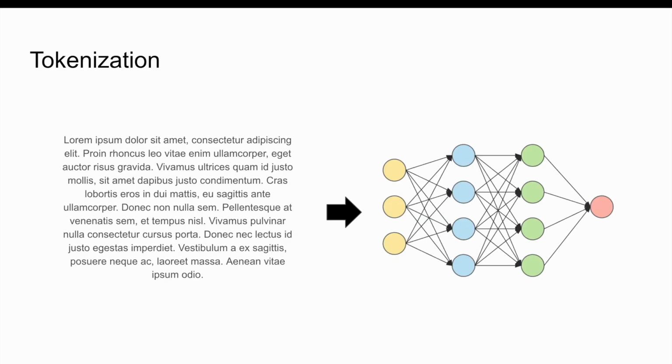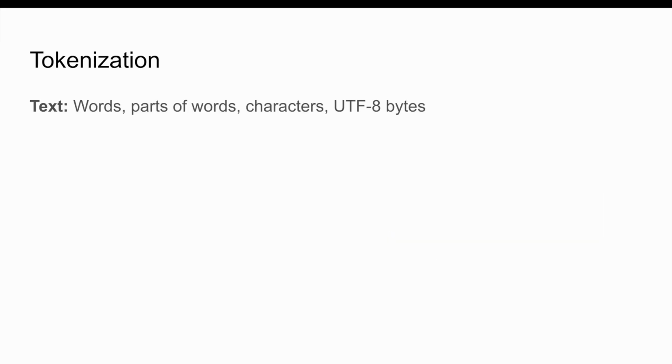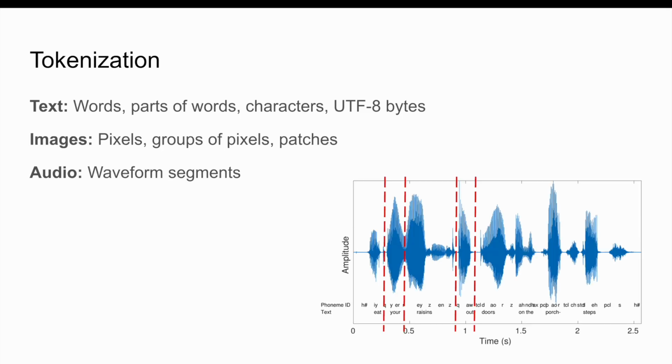Language models can't take raw text as their input. Instead, we need to chunk it up into tokens that the language model has seen before. And tokenization in the domain of text can be words, parts of words, characters, or UTF-8 bytes. In other media like images, it might be pixels or groups of pixels. In audio, it might be things like waveform segments. And all of these things can fit into this definition of tokenization I'm proposing.